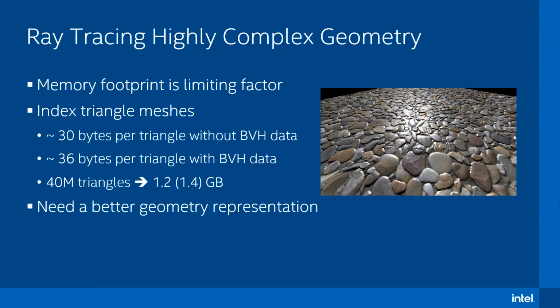In this talk, we address the problem of ray tracing highly complex geometry. For such complex geometry, the memory footprint of its representation is becoming the limiting factor. For example, a standard index triangle mesh requires roughly 30 bytes per triangle without and 36 bytes per triangle with all BVH data. This means a 40 million triangle geometry will require roughly 1.2 GB without and 1.4 GB with BVH data, which is clearly a lot of memory.